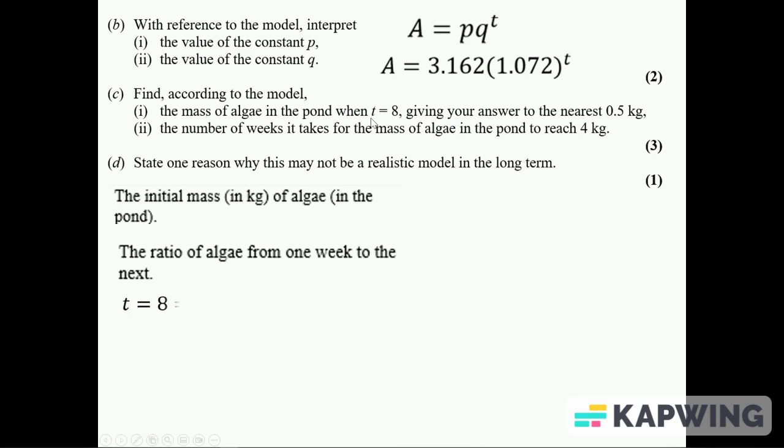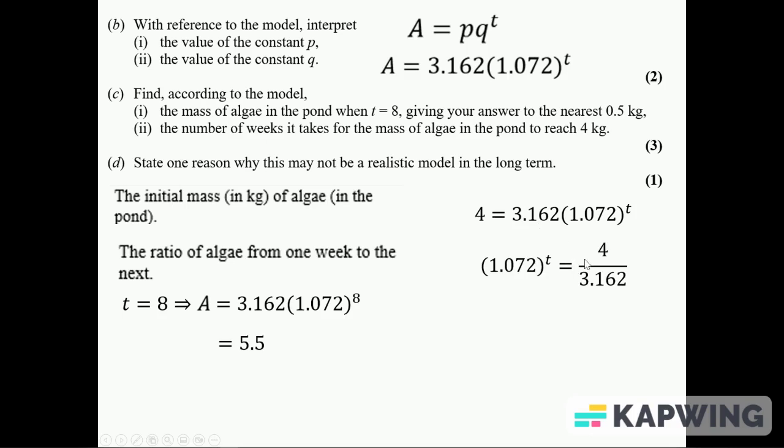Finally, according to the model, find the mass of the algae when T is 8. So if T is equal to 8, we just put 8 into our formula. That gives us about 5.5. Then the number of weeks for the mass to reach 4 kilograms. So here we go. 4 is equal to 3.162 times 1.072 to the power of T. Then divide by the 3.162. And then you can take logs to the base 1.072 on your calculator, and you get about 3.4.